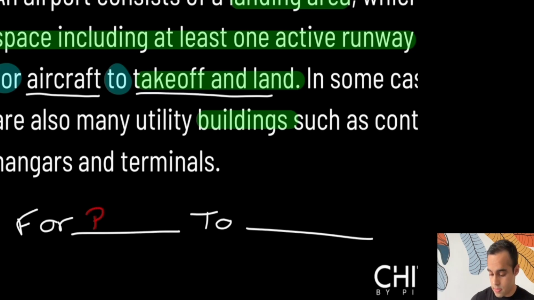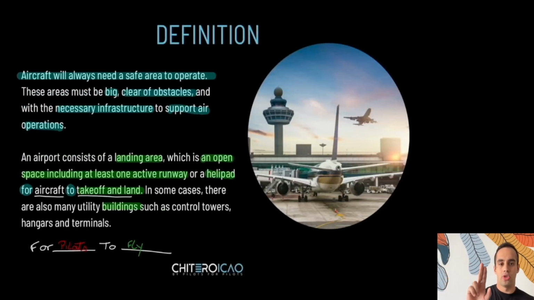So let's say for pilots to fly. For people to verb. I need to go to the airport for me to prepare the flight. For him to prepare the flight is better. So we always use for, people, to, and verb. All right. So we need an active runway for aircraft to operate, to take off, to land.